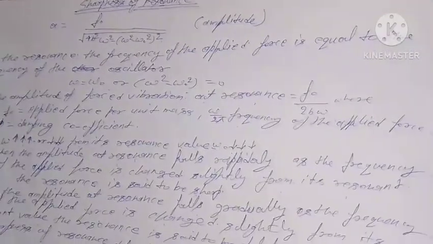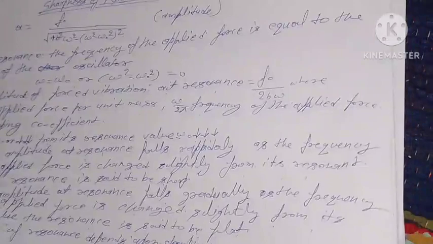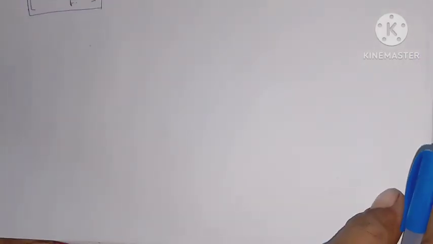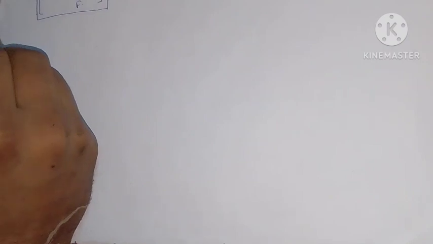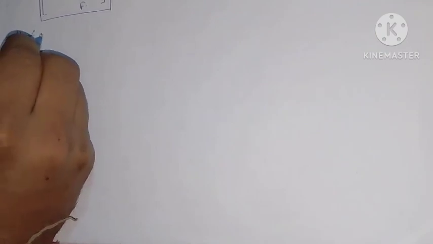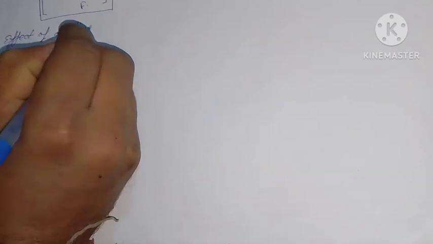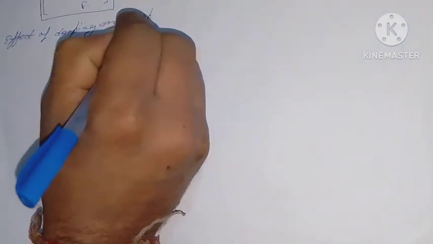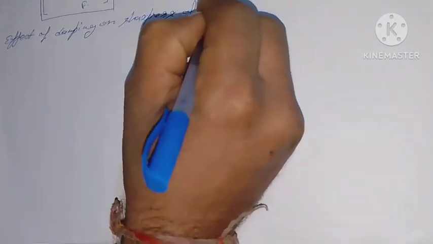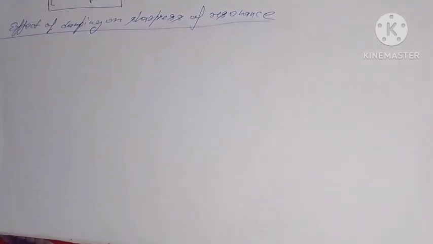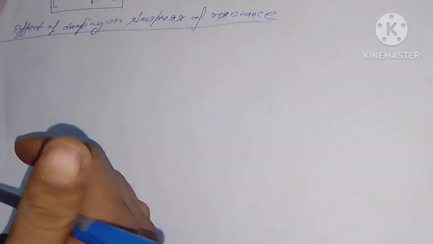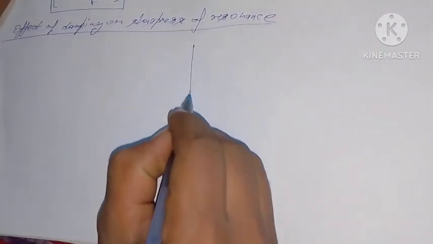Effect of damping on sharpness of resonance. So when b equals 0, this is the curve.